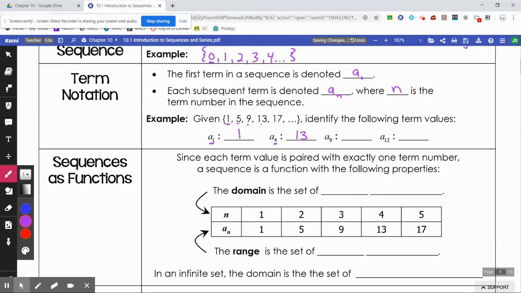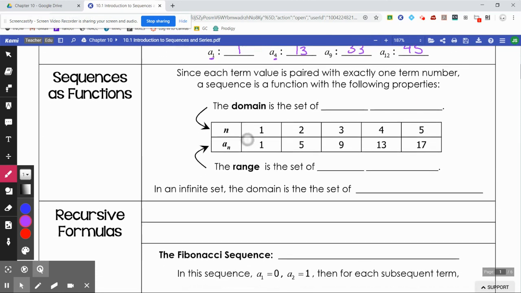What would be A of 9? What would be A of 12? Well, we'd have to continue this sequence on and on and on. So if we keep going, it looks like we're adding 4 each time, so we'd have 21, 25, 29, 33, 37, 41, and 45. Let's see if that's enough terms. We need the ninth one. That's 1, 2, 3, 4, 5, 6, 7, 8. Our ninth term would be 33. Our 10th, 11th, 12th term would be 45.